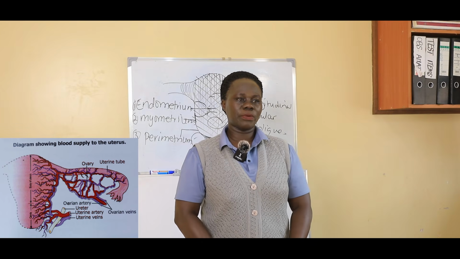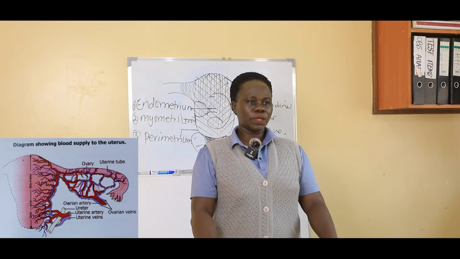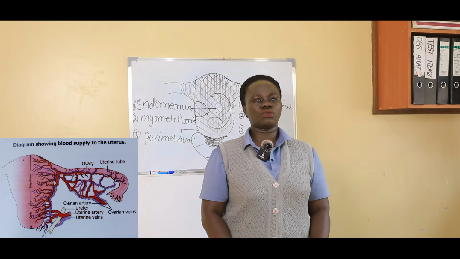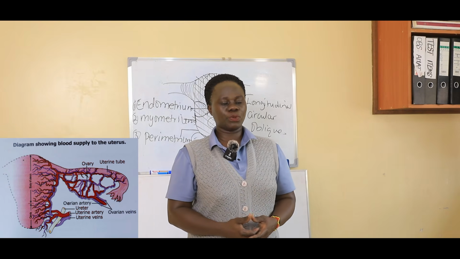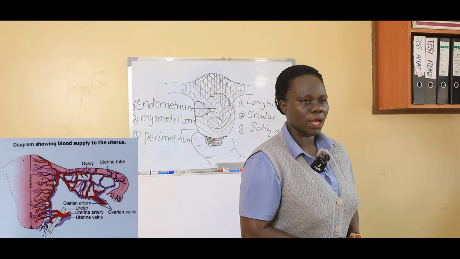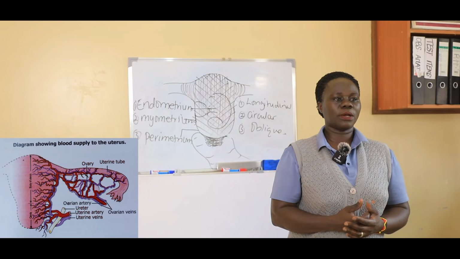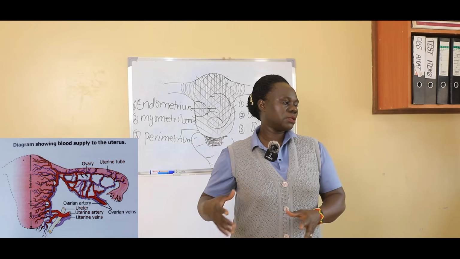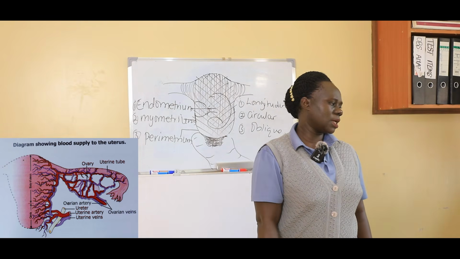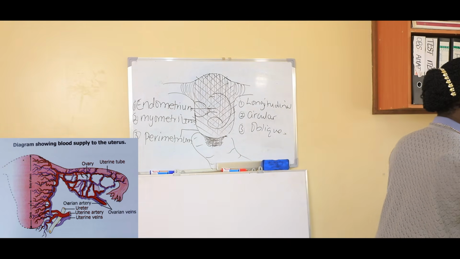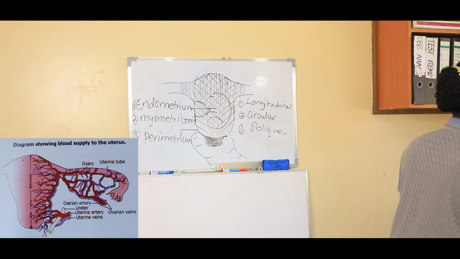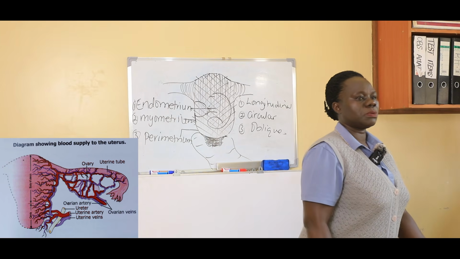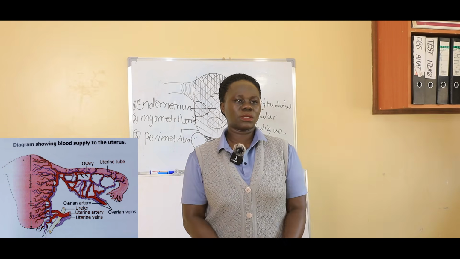Then we have the broad ligaments, which are not true ligaments, but they are folds of peritoneum. They are extending laterally between the uterus and the sides of the pelvis. Then we have cardinal ligaments. Cardinal ligaments also support the uterus, and some people also call them the transverse ligaments.